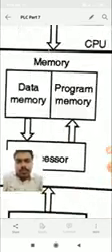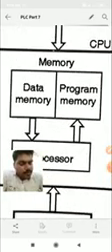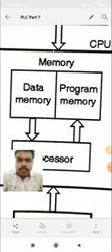So now we will focus on the memory portion. What are the different types of memory? There are 2 types of memory: ROM and RAM. What is ROM? ROM is read only memory. According to the name, it only reads the memory. It is a permanent memory used to store the operating system.